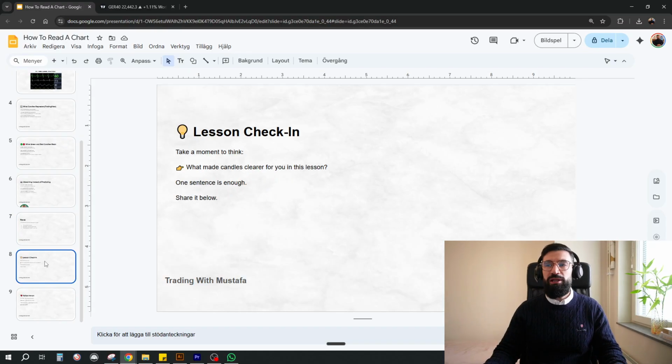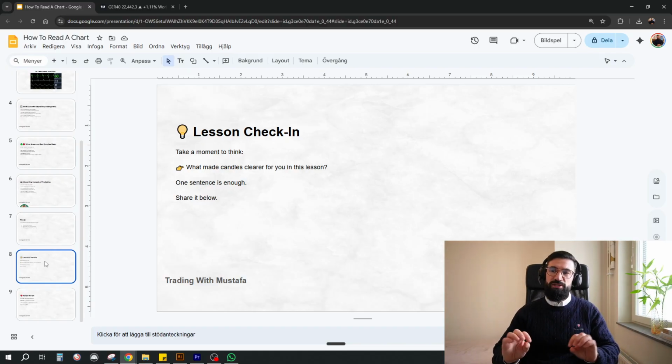So a short lesson check-in. What made candles clearer for you in this lesson? Just write one sentence below and share it so you can make it stick with you even more.